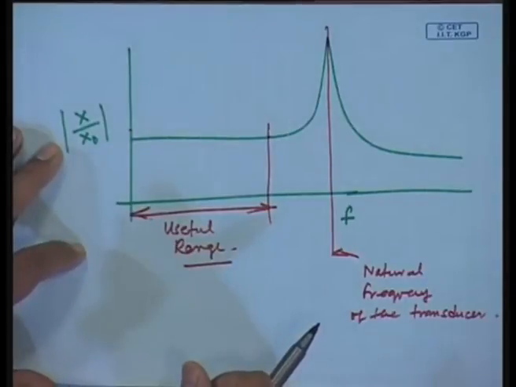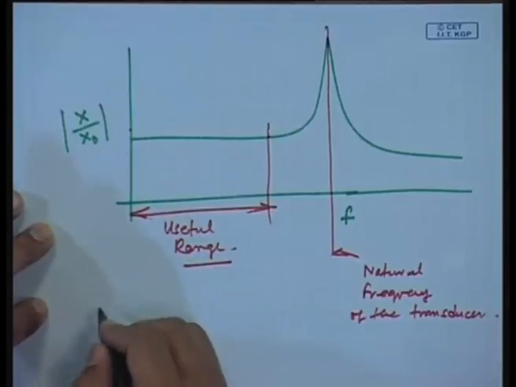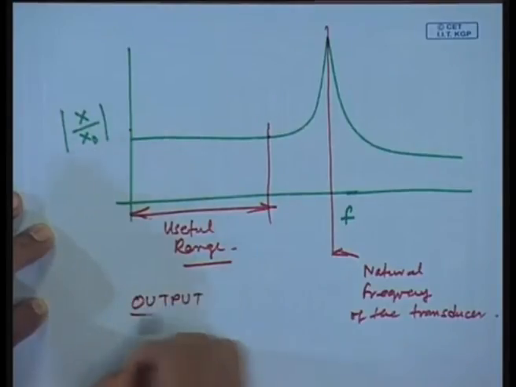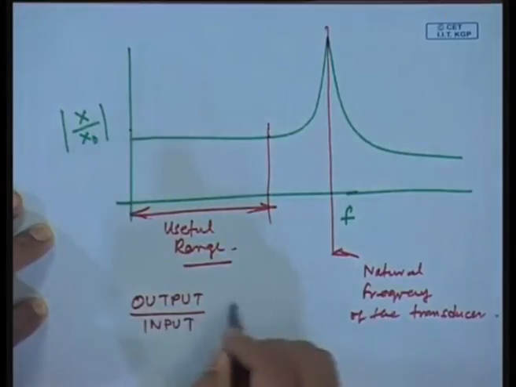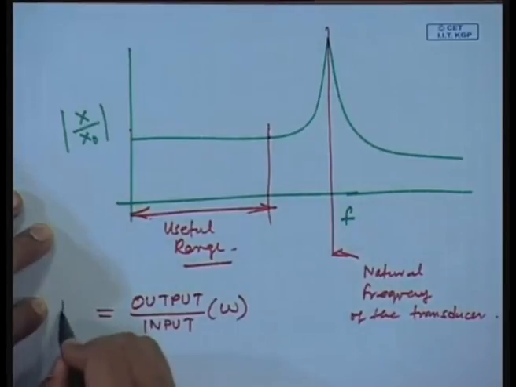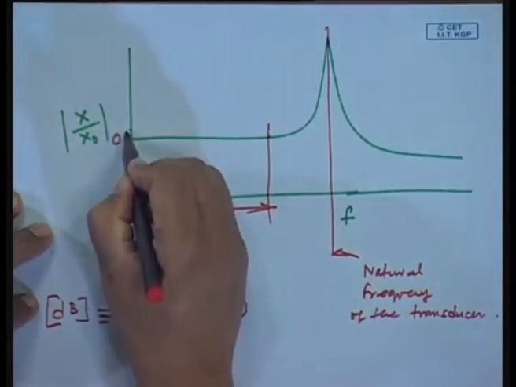Okay. So, if I were to define the frequency response of an instrument, that is the response of the output to the input in the frequency domain, usually given in decibels. Because if my input has a certain characteristic, the output should be identical. So, this in the decibel scale will become 0 decibels.